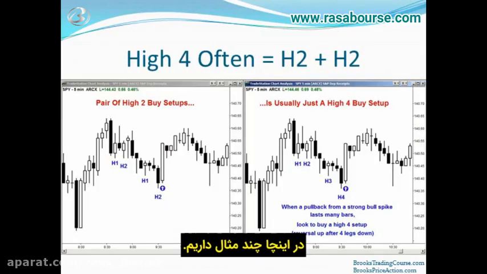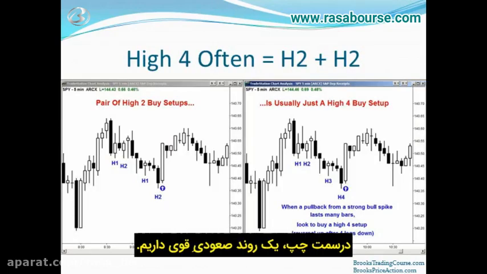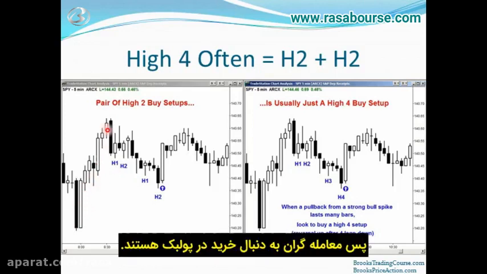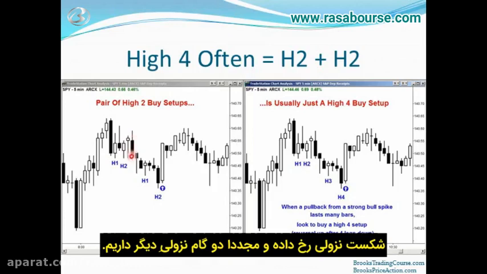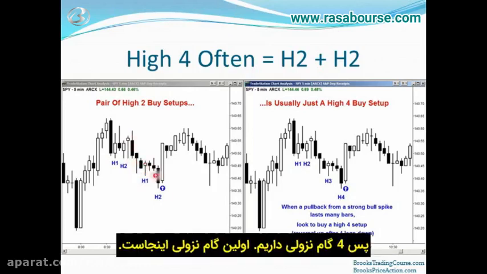Here are examples. On the left, we have a strong rally, so traders are looking to buy pullbacks. They could buy the high 2, that's reasonable, but instead of the market resuming upward, we got a downside bear breakout for 2 more legs. So now we have 4 pushes down.